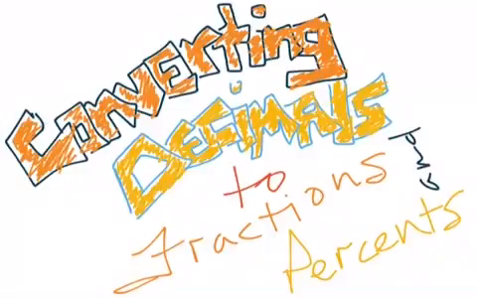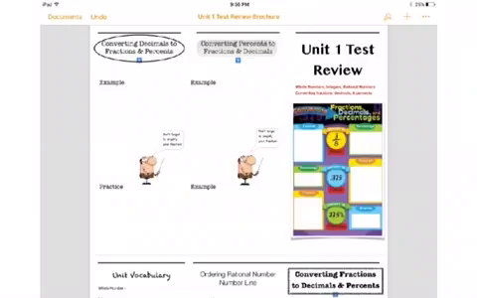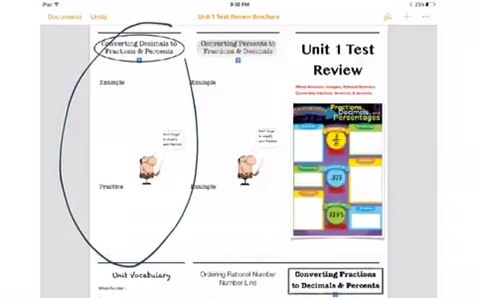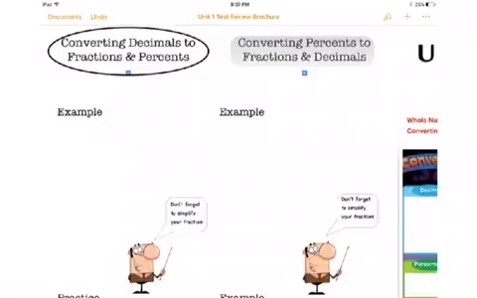Converting decimals to fractions and percents. So here we're going to review starting out with a decimal and then making the conversion to a fraction and a percent. We'll be looking in this section here of your brochure, converting decimals to fractions and percents. So let's use the example 45 hundredths, 0.45.